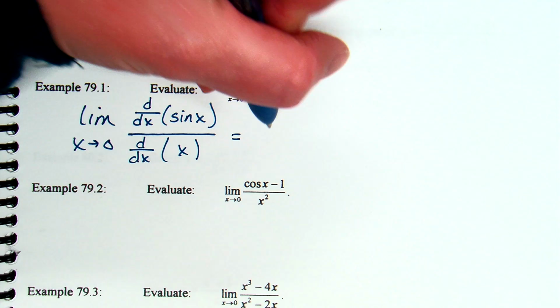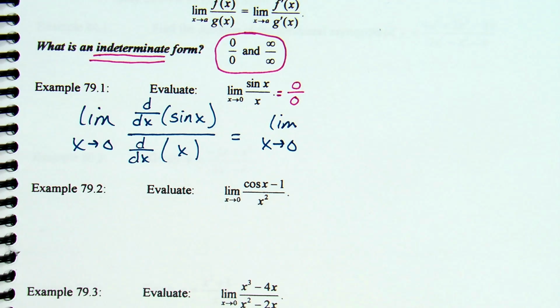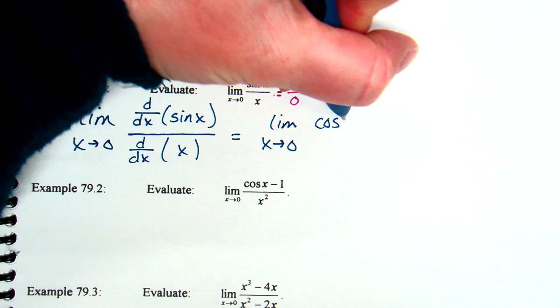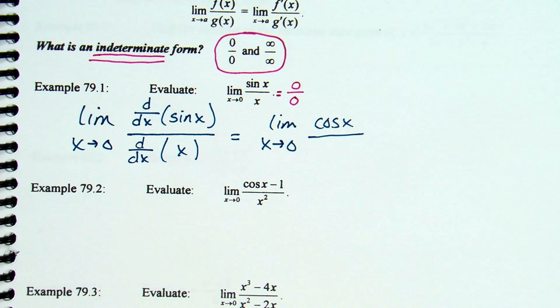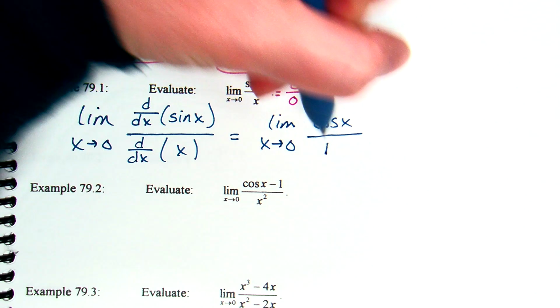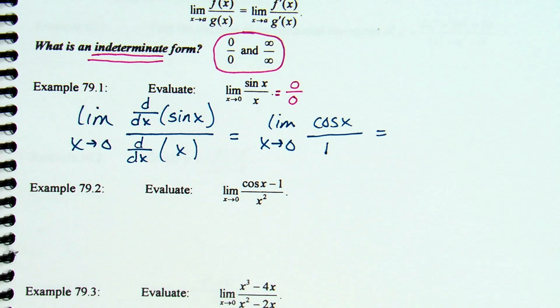And again, it was because it was in that indeterminate form. So, you also notice, as annoying as it is, I'm rewriting that limit sign every time, so we don't forget that we're taking a limit. What is the derivative of sine x? Cosine x. What is the derivative of x? 1. And so now we're doing the limit as x approaches 0 of cosine x over 1.